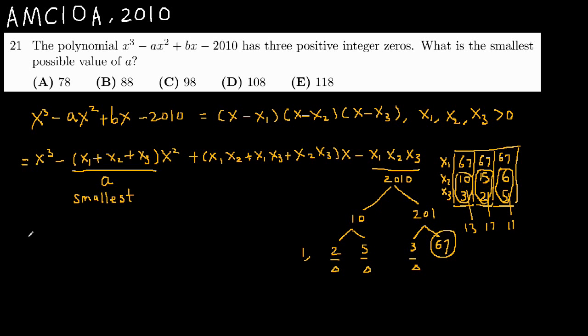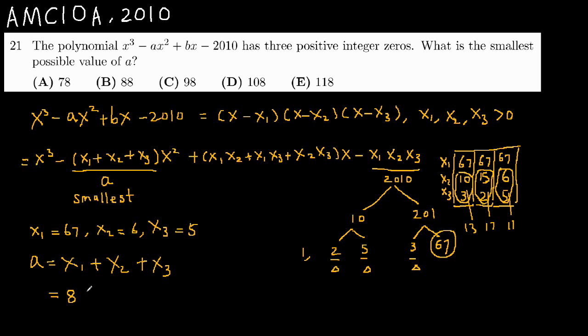So we conclude the answer for the three roots: x1 equal to 67, x2 equal to 6, and x3 equal to 5. Add them together, a equals x1 plus x2 plus x3, that's 67 plus 11, we have 88. So the answer for this question, among A, B, C, D, E, is B.